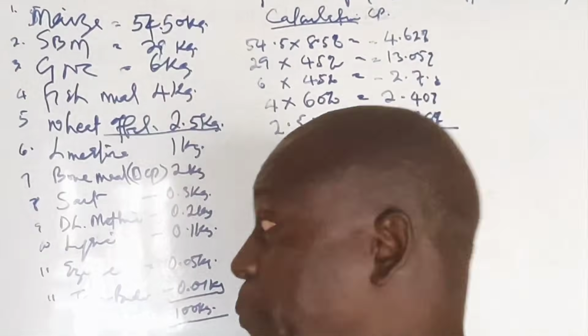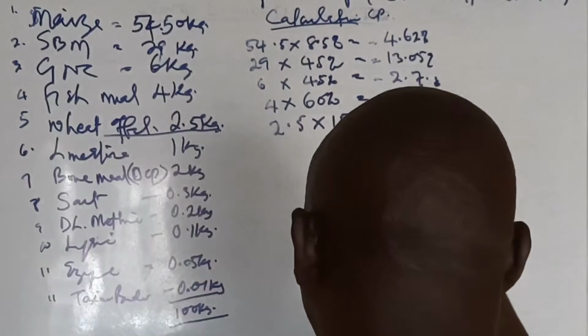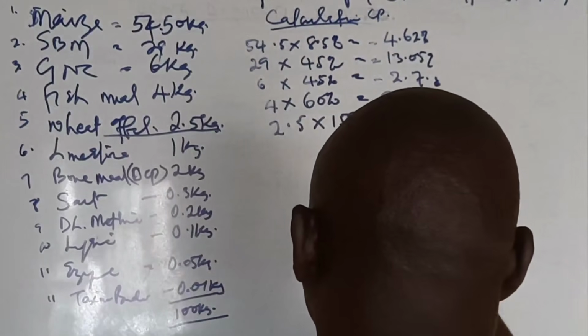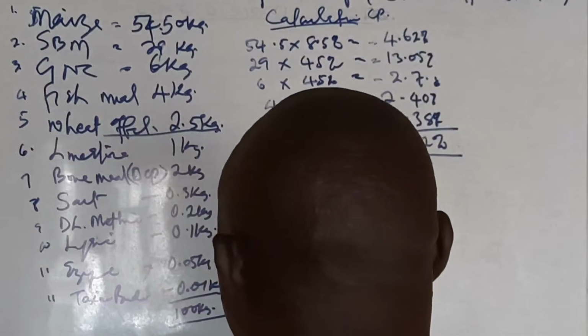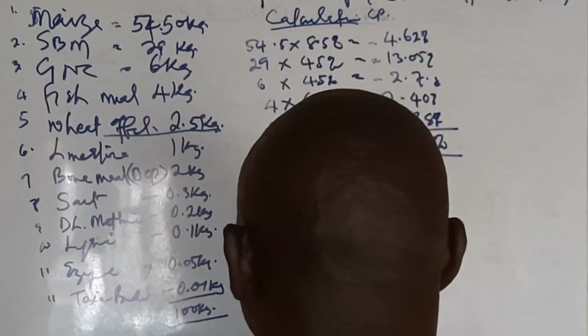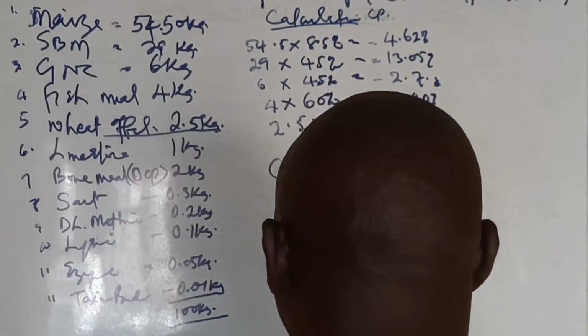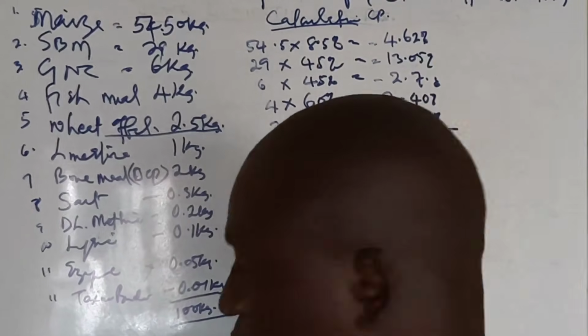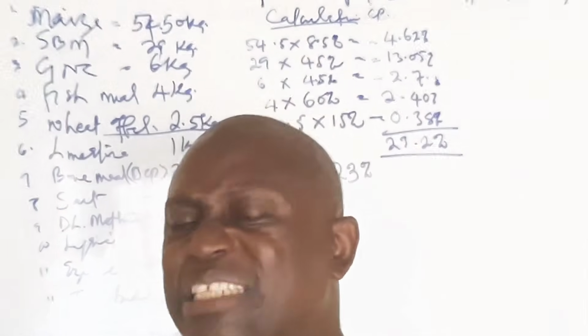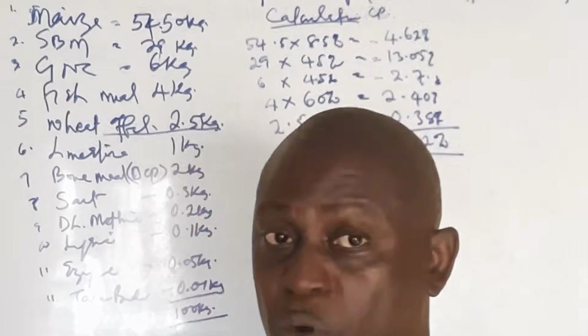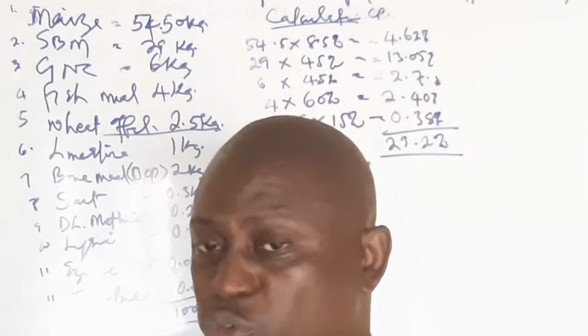23.2%, approximately 23%. This is the crude protein content of this particular feed. Let's call it 23% CP, crude protein. If you check the commercial feed you used to buy, go and check them. The maximum you can get is 21% for starter. Most of the companies, 21%.